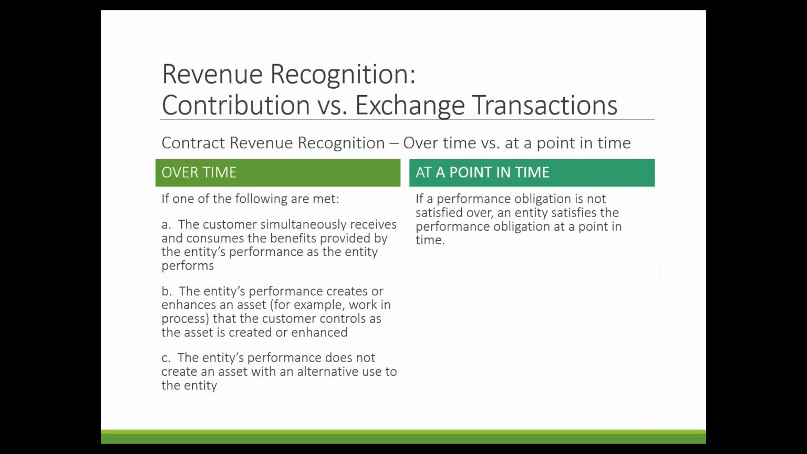ASC 606 has 2 different points of recognition. So you can recognize revenue over time or at a point in time, depending on if certain criteria are met. Revenue is recognized over time if any of the following are met: the customer simultaneously receives and consumes the benefits provided, or the entity's performance creates or enhances an asset that the customer controls, or the entity's performance does not create an asset with an alternative use to the entity that's providing the services. If none of those are met, then that defaults to recognizing the revenue at a point in time.